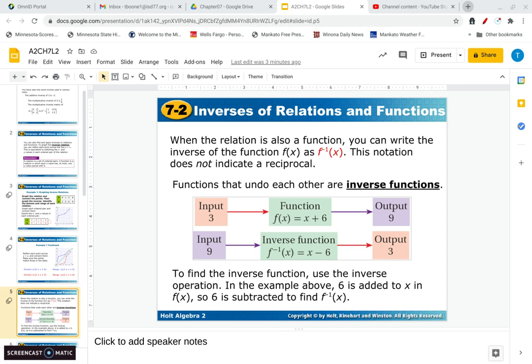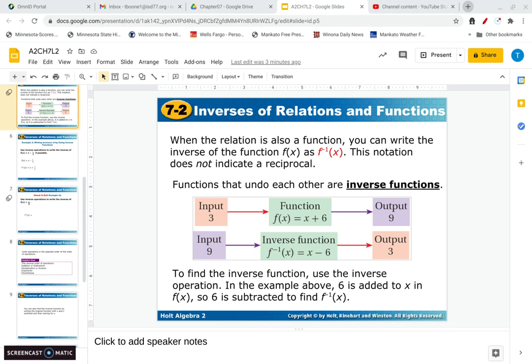Basically, if we start with a number, let's just say 3, and we put it in the function x plus 6, we know that we get 9. Well, now if we put 9 into the inverse, again, if you're adding 6, the inverse would be subtracting 6. So if we put that in the inverse function, notice how we get back to where we started with the 3. And that's what inverses do for those relations or functions.